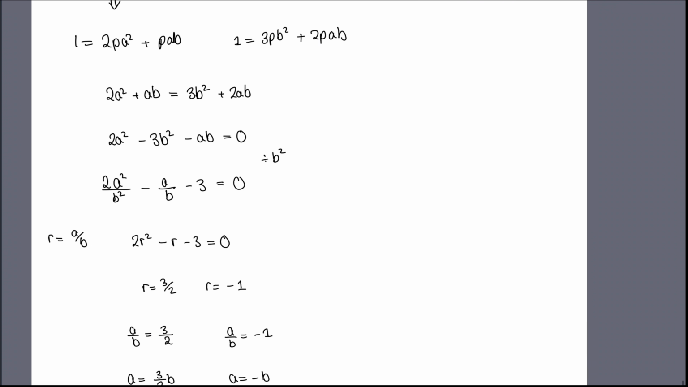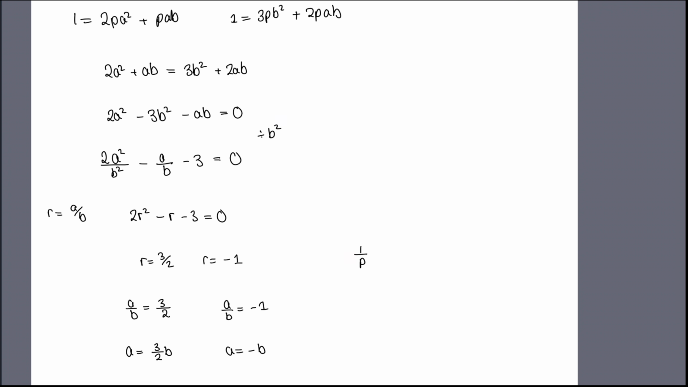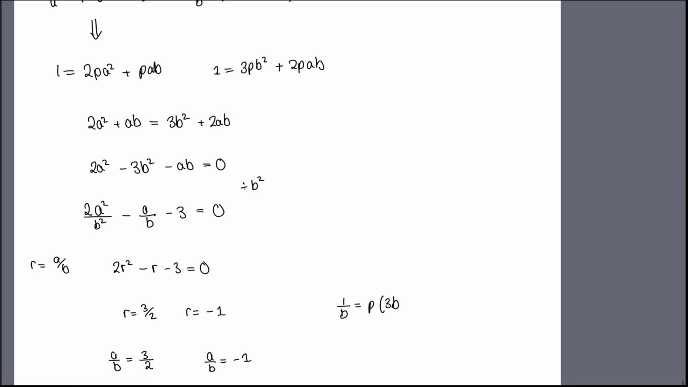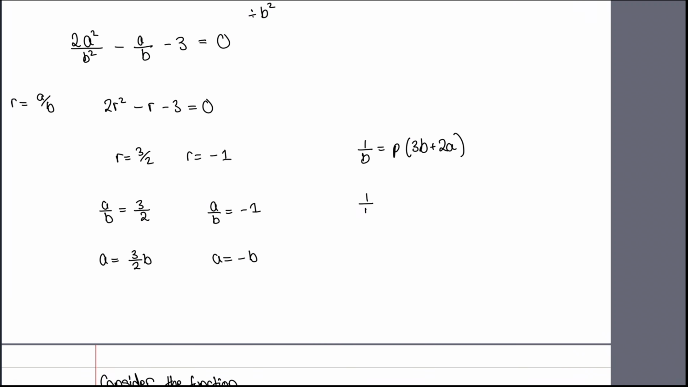If we just put that into one of the equations above, we will do 1 over b is equal to rho brackets 3b plus 2a. We have 1 over b is equal to rho brackets 3b plus 3b. So 1 over rho is equal to 6b squared. So b is equal to the square root of 1 over 6 rho.